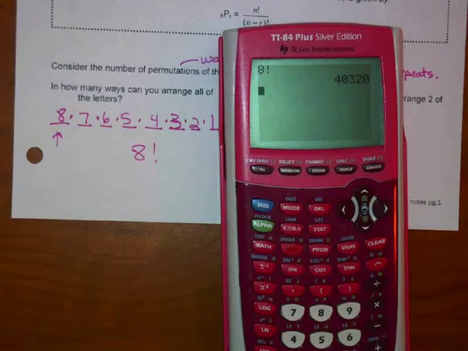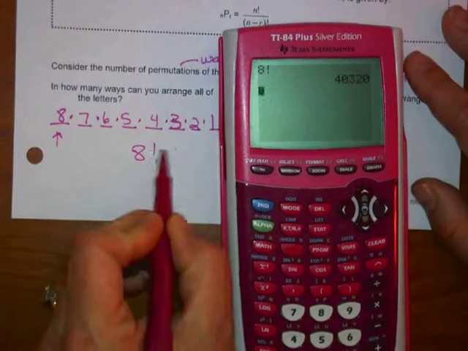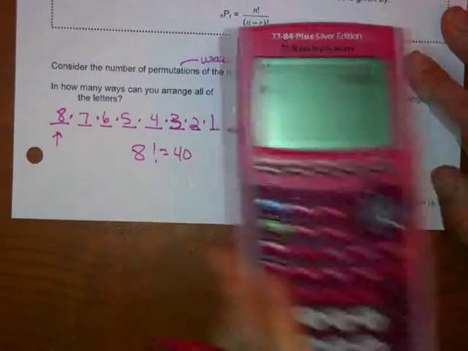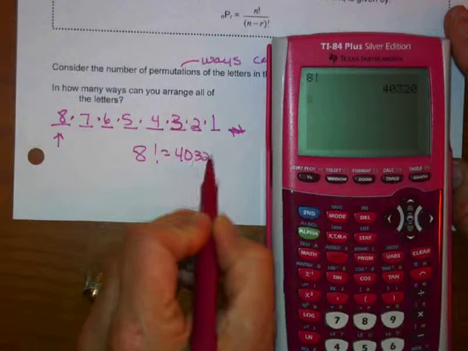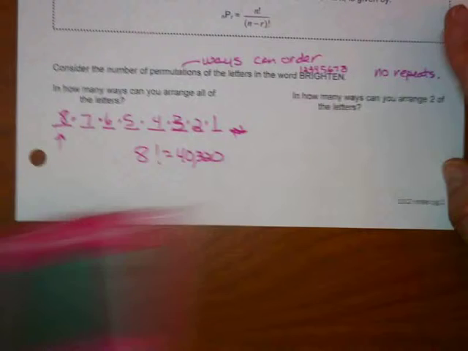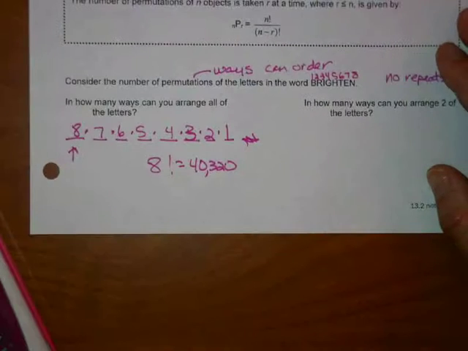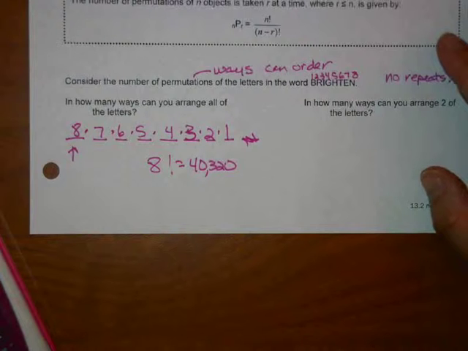40,320 ways you can order those letters. It doesn't seem realistic, does it? But it's true. Imagine the tree diagram. It'd be a huge tree diagram.